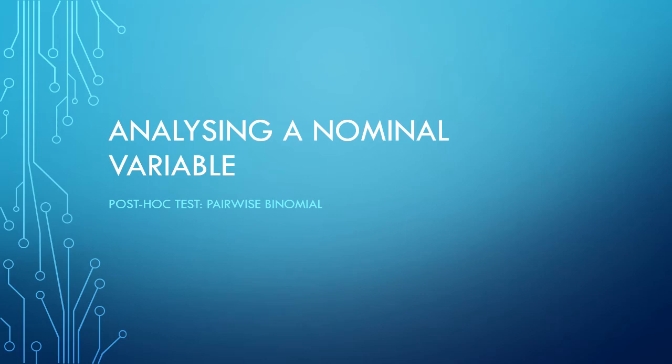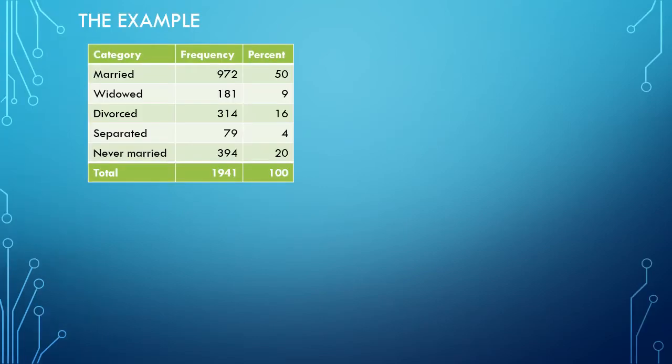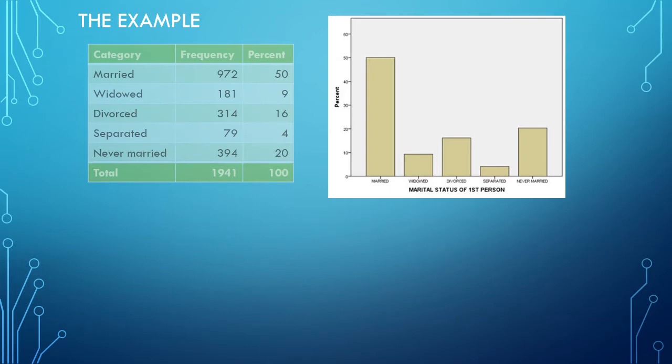Welcome. In this video, I'm going to try to explain a pairwise binomial test that can be used after a Pearson chi-square test of goodness of fit. We're using this test when we're analyzing a nominal variable, and so far we've already seen how to get an impression from a nominal variable using a frequency table. We've seen how to visualize that table using, in this case, a bar chart.